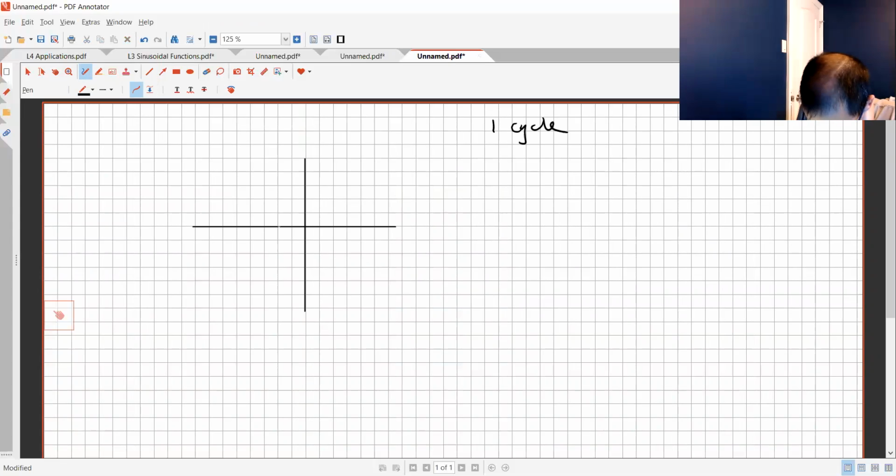So that's negative pi over 3. That's negative pi over 6. That's pi over 6. And that's pi over 3. So that could be 1. That could be 2. That could be negative 1. That could be negative 2.